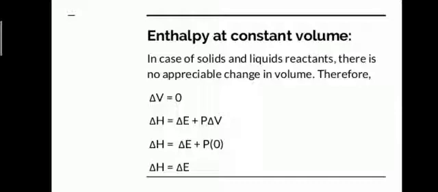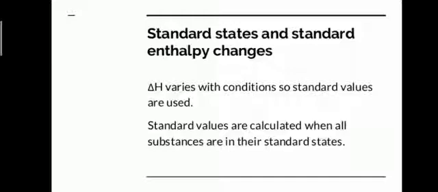Enthalpy at constant volume. First we discussed enthalpy at constant pressure, where enthalpy was the sum of thermal energy and pressure volume work. Here the change in volume will be 0, so the enthalpy will be equal to del E plus P del V. By putting the value of del V as 0, it means that the change in enthalpy is only equal to the change in thermal energy, not dependent on the pressure volume work. At constant pressure, it will be equal to pressure volume work and thermal energy. At constant volume, the change in enthalpy will equal the change in thermal energy.